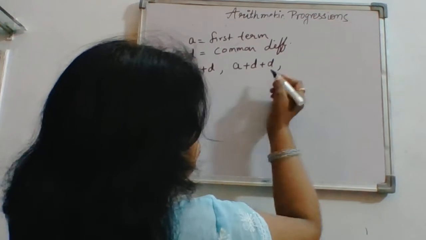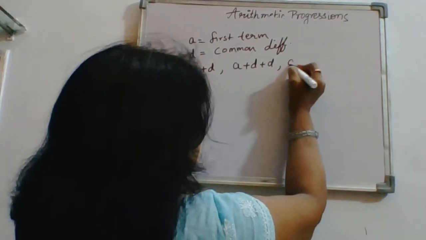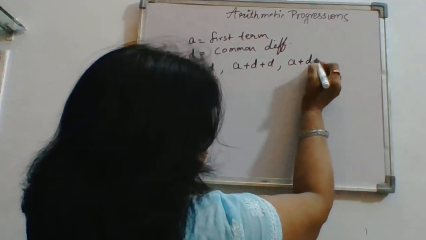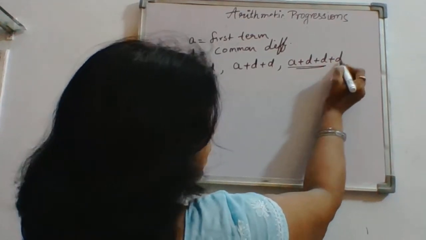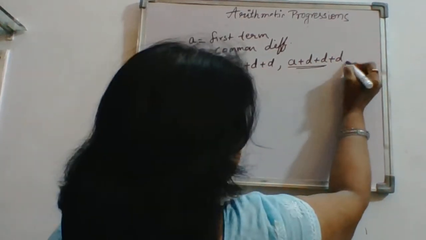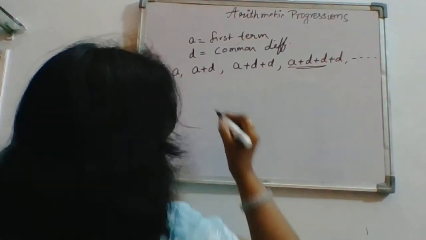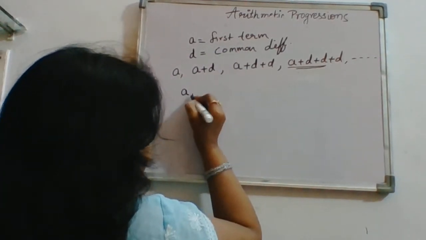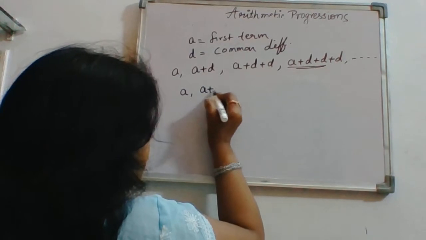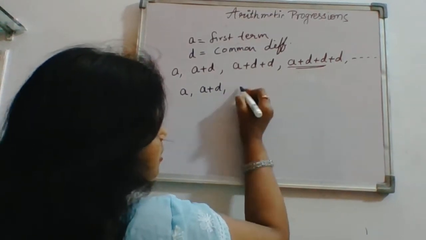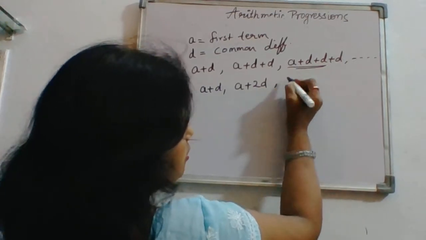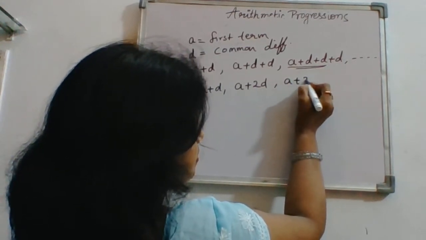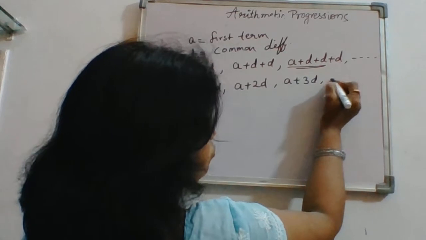Similarly, for the next one, this will be its preceding one, so it will be A plus D plus D plus D. This is the preceding term and we add D. And so on we can continue. So you can see that the first term is A, the second term will be A plus D, the third term will be A plus 2D, then the fourth term will be A plus 3D, and so on.